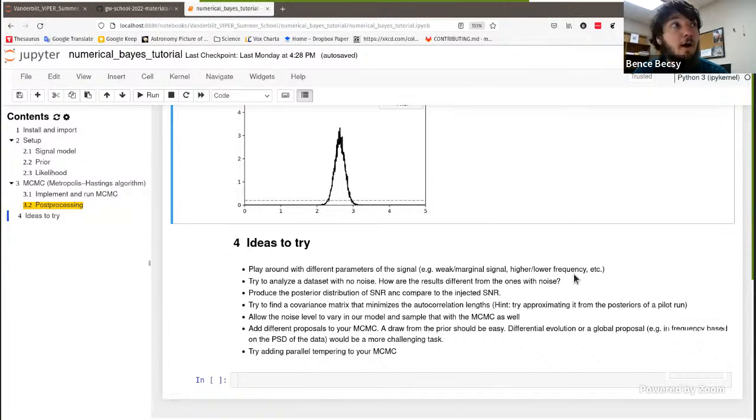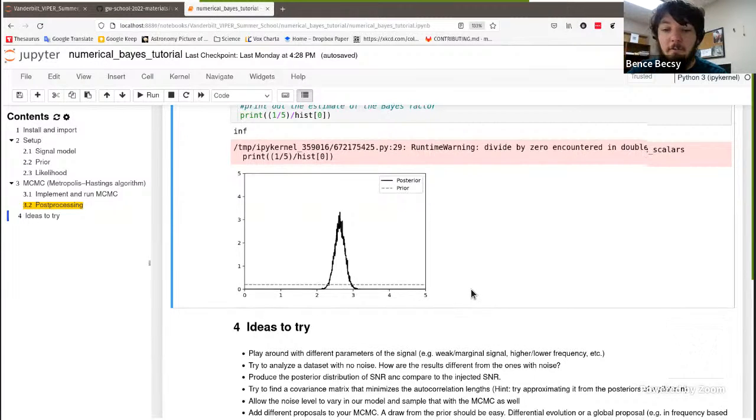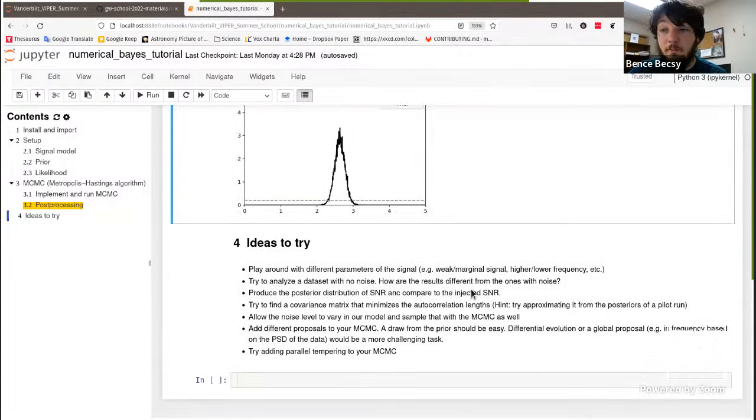I guess you can also try to just analyze noise without any signals, and then you definitely should get an amplitude posterior that peaks around 0, and you can compute a Bayes factor for having a signal in there. Then you know that there's no signal. We also looked at the signal to noise ratio, but you can also try to compute that for random draws from the posterior and see how it compares to the injected signal to noise.